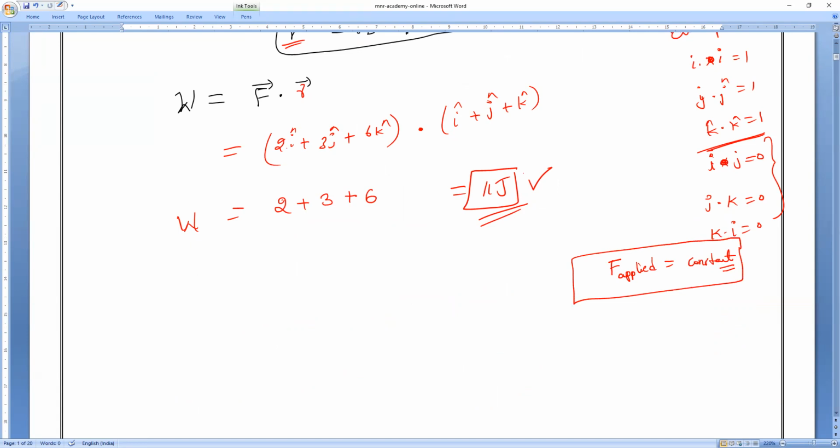So now, suppose we apply a variable force. Do you all understand? If we apply a variable force, then what is the work done? Shall we go with that now? If you are ready, I will proceed.